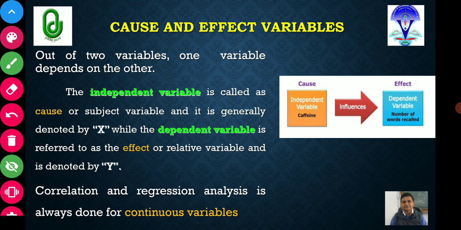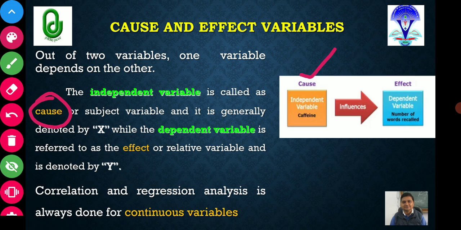Now another important term is cause and effect variable. For better understanding of correlation or regression, we must understand the concept of cause and effect variable. Out of two variables, one variable depends on the other. Under such a condition, the independent variable is called the cause variable.